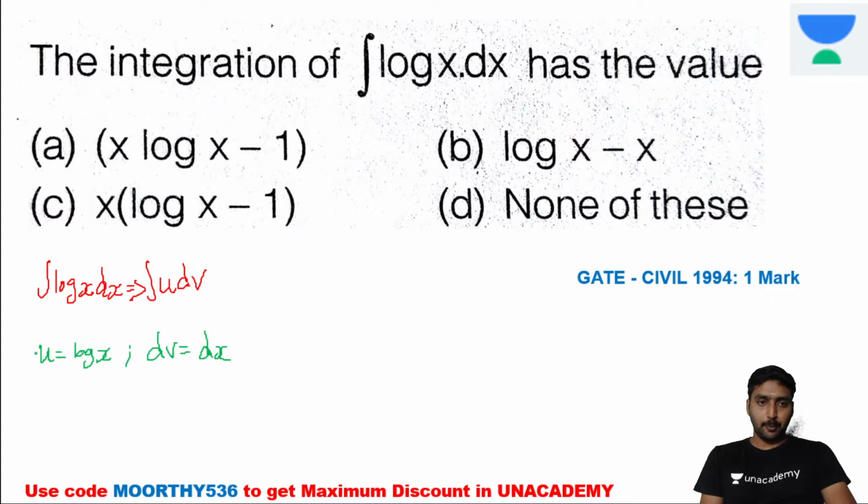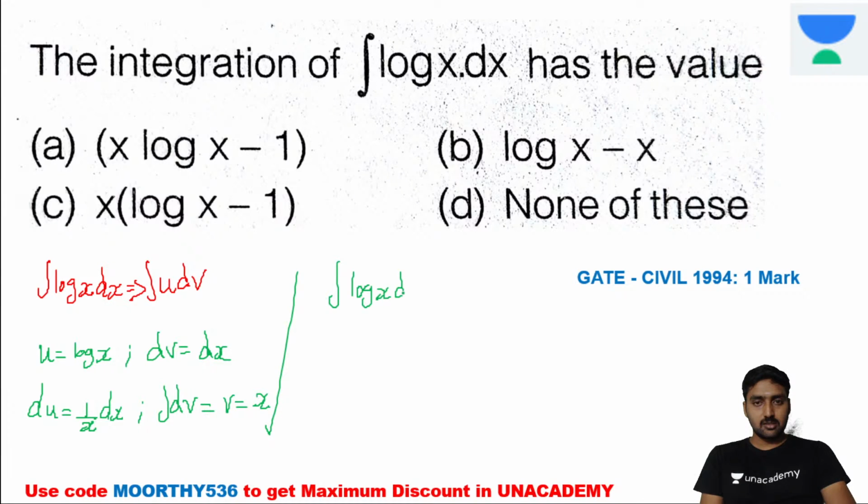Okay, I'm giving it, listen. Now du is equal to 1 divided by x dx, the derivative of log x. The integral of dv is v, so the integral of dx is x. Now substitute into the uv formula. By substituting into the uv formula, the integral of log x dx, we know, is equal to uv minus the integral of v du.